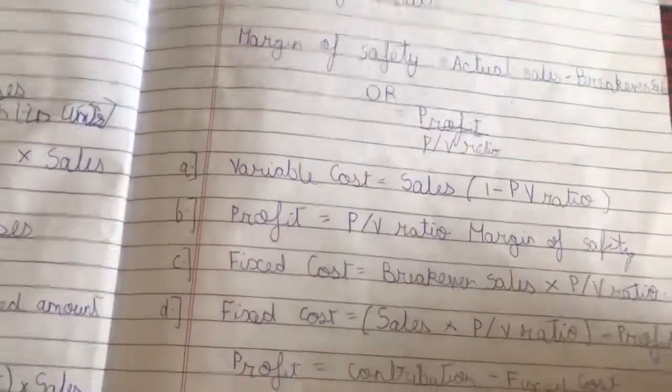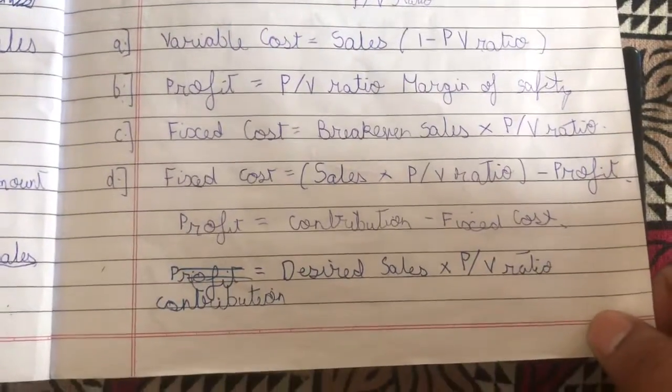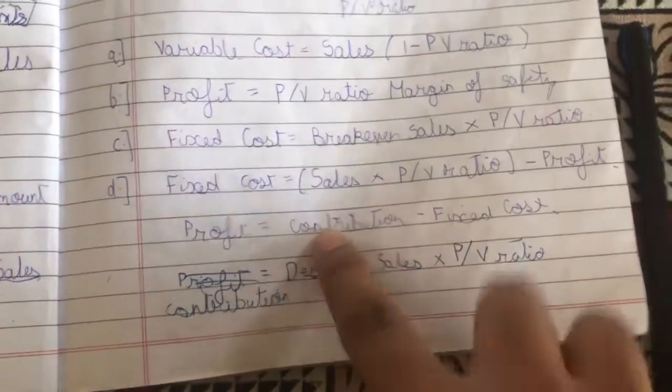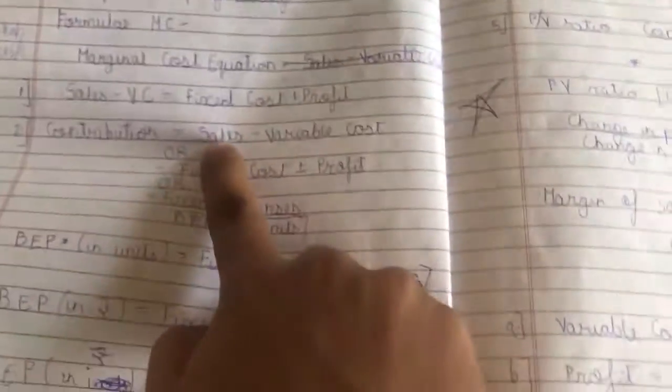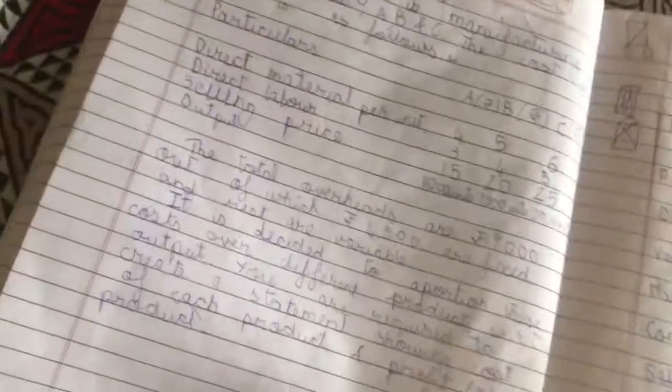The other examples are just simple derivations of the previous examples, which I hope you'll understand on your own. There is nothing else to be known. This is profit: contribution minus fixed cost. You can substitute the contribution formula and you'll get profit. There's nothing very difficult to understand. This is also easy.